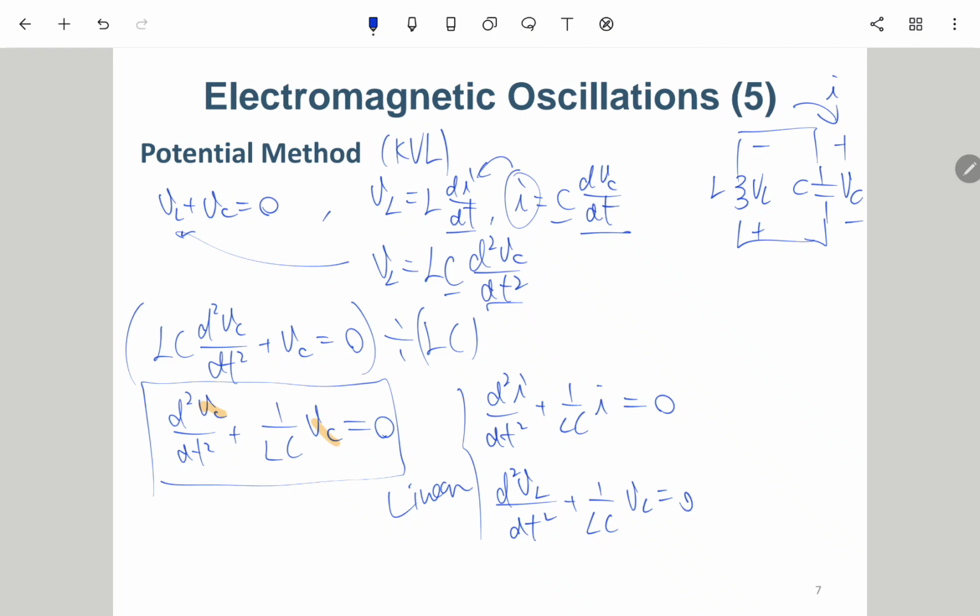But what is the relationship between Q and VC? Actually, if you take the derivative of Q, it becomes a current. If you don't believe it, you can try a change of variable: take the derivative of this equation, and then multiply C on both sides. Then C dVC/dt will become I, so it becomes d²I/dt² plus 1 over LC times I equals 0.